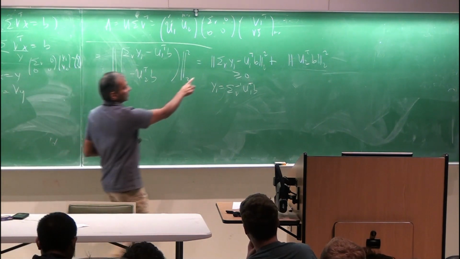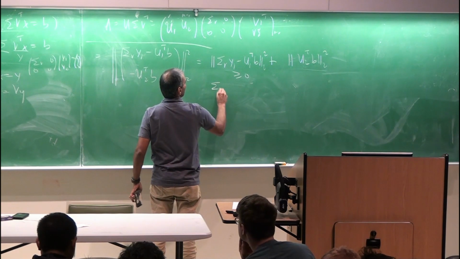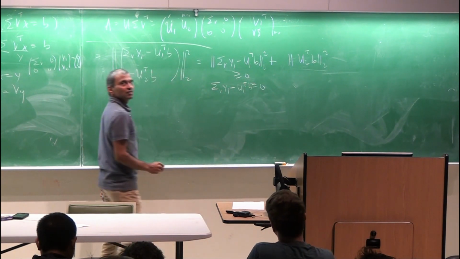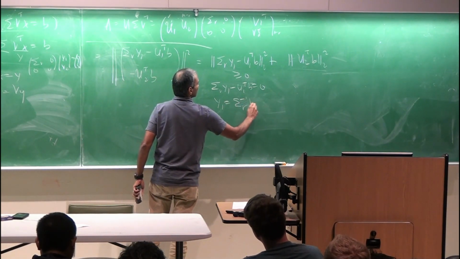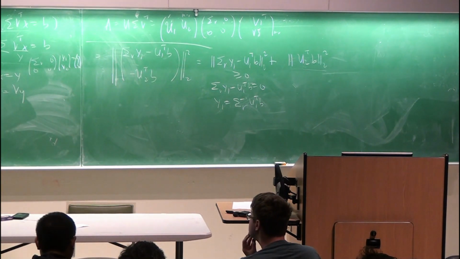And you see that it is unique, right? If I want to make this expression 0, that's the only time this norm is going to be 0. I have to solve the equation sigma r y1 minus u1 transpose b equal to 0. But sigma r is invertible, so you end up with that. That's only one answer for this, right? This is unique. There's exactly one y1 that does it.